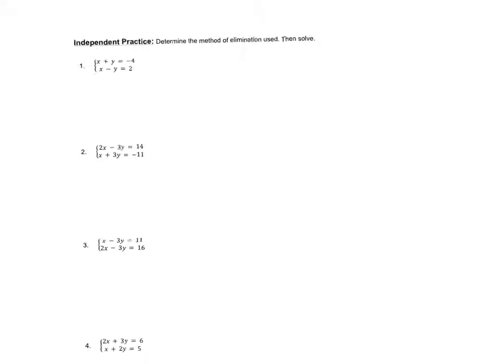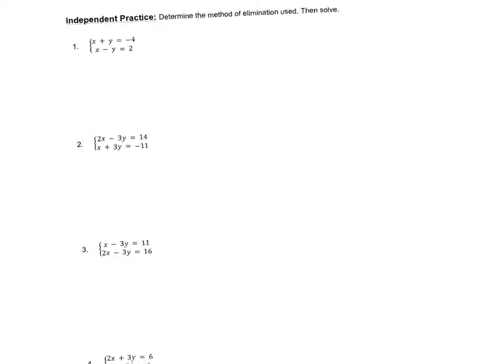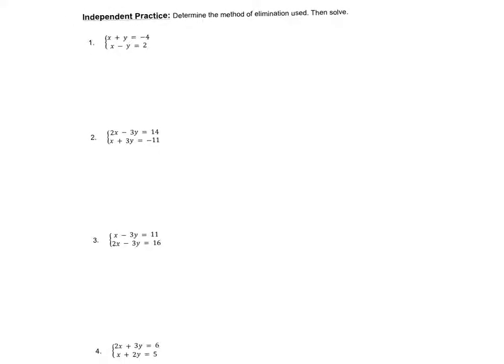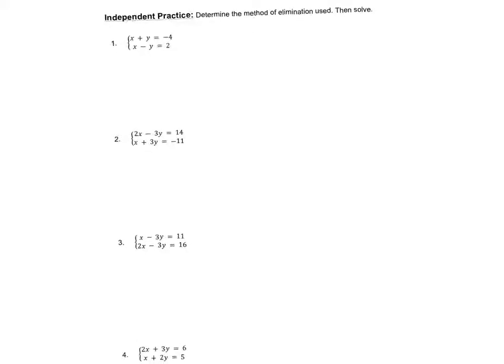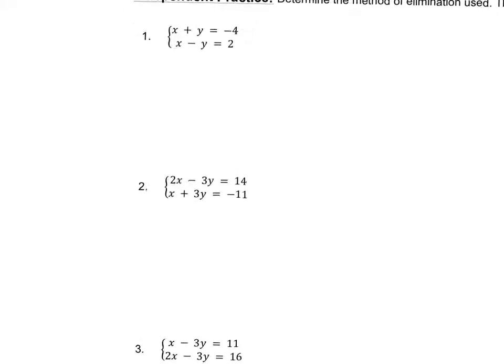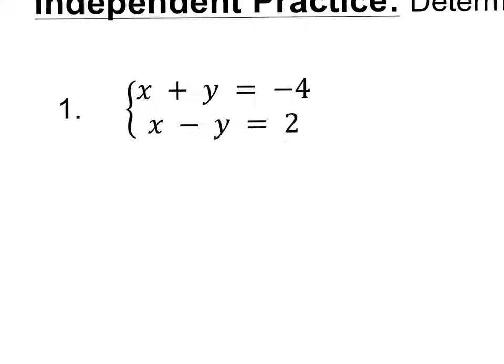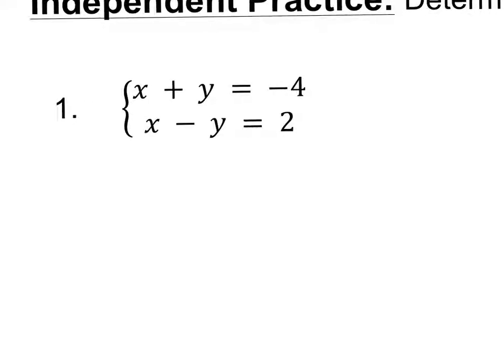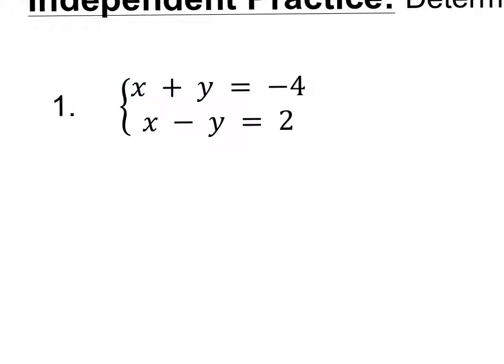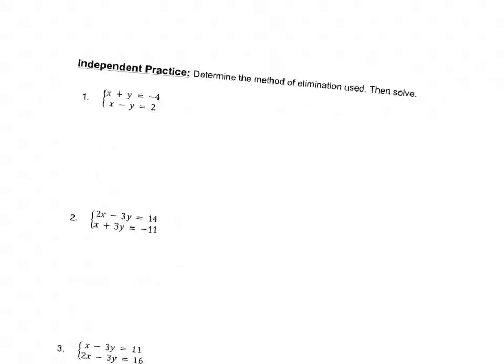Your independent practice, notice here, it tells you to determine the method of elimination used. So basically, it's just asking you to eliminate, solve through elimination. This one, you would just add down, and the y's would cancel out, and you would get 2x here. So you're going to go ahead and complete the independent practice for this and the last one as well. So you're going to complete the independent practice for substitution and for elimination.